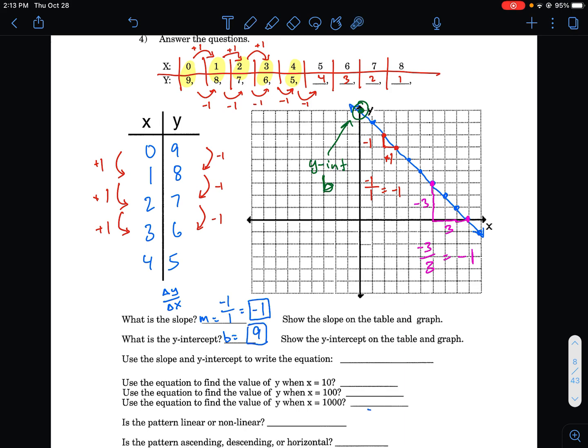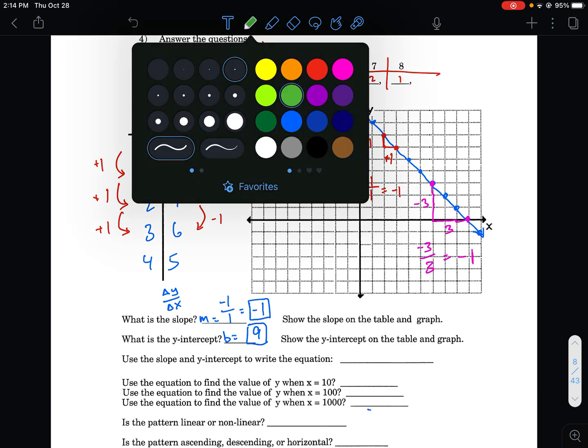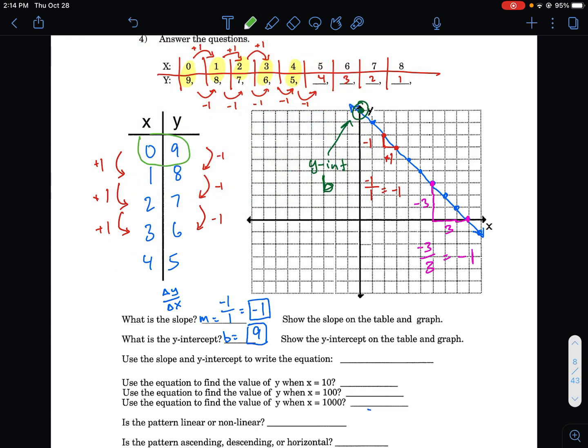Now, how do you find a y-intercept from a table? Well, you basically look for our starting point, which is when x is 0. When x is 0, what does y equal? It's right over here. So I'm going to use green for that. This is our y-intercept, or b. And when x is 0, y equals 9. All right, so just like we said down there.